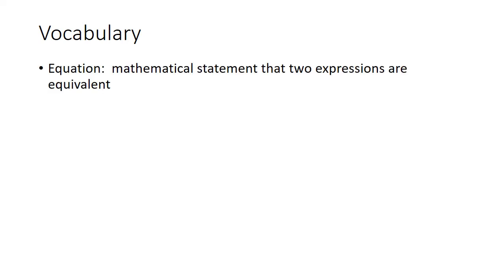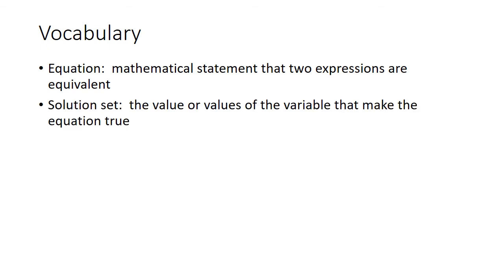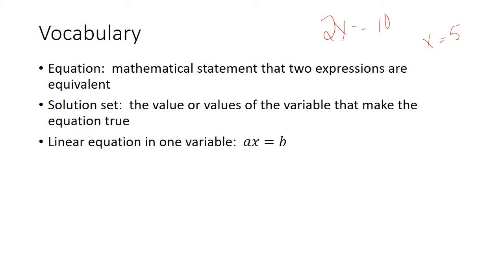An equation is a mathematical statement that two expressions are equivalent, like 2x equals 10 would be an equation. What's important about that is that you have the equal sign in there. That's what makes it an equation. A solution set is any value or values that make that equation true. So if you have 2x equals 10 as your equation, then x is going to be equal to 5. 5 will be the value that is in the solution set. And in this case, there would only be one value in the solution set.